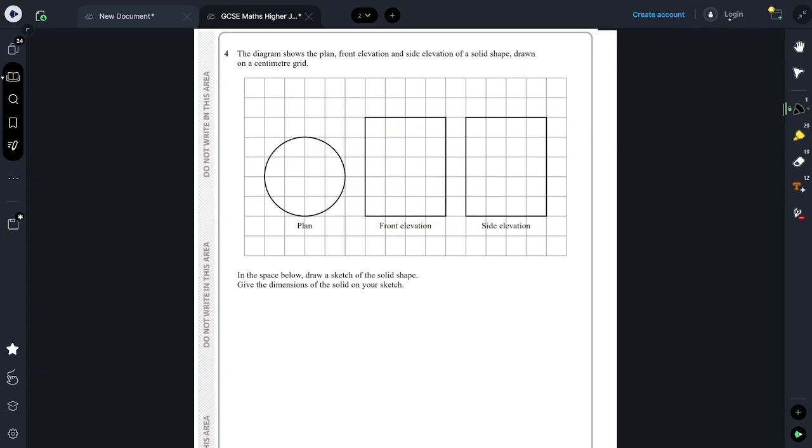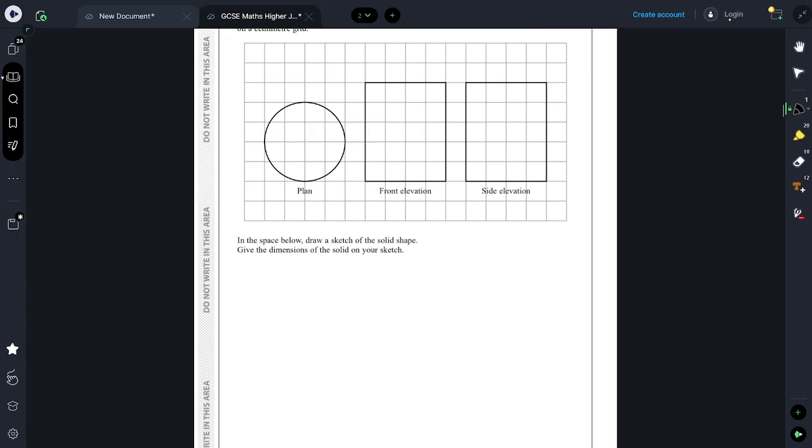Oh, great, more ones. If you recognise, there was a plan question in the last paper we did. So common themes, common topics. Perhaps there'll be some sort of sketch plan question in your paper, likely. Anyway, so the diagram shows the plan, front and side elevation of a shape on the centimetre grid. So it's the opposite way this time. So instead of them giving us the shape and asking us to sketch the plan and all that, now it's giving us the plan and all this, and it wants us to sketch the shape.